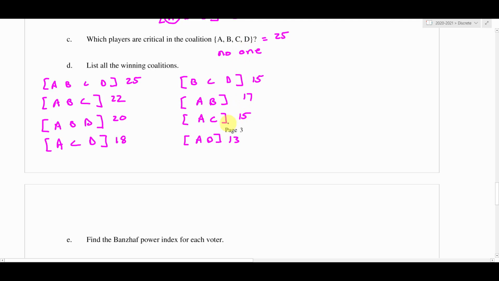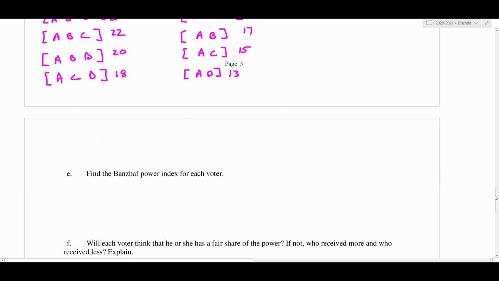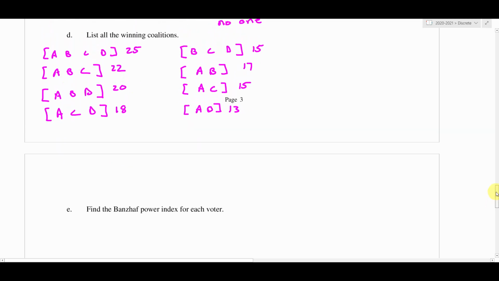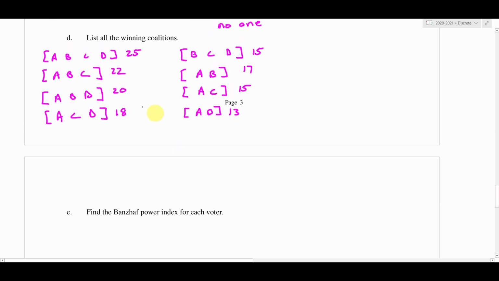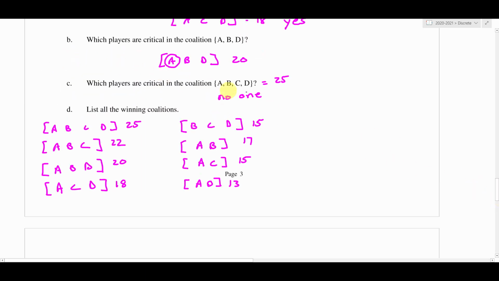weighted voting system there. All right, so the next question here is they want to find the Banzhaf Power Index. And to find the Banzhaf Power Index, I have to go through my winning coalitions and see who is critical in each one. All right, so for instance, in this first coalition, we had already found in our previous question that no one was critical in this first one. So I'm not going to circle any of these players here.